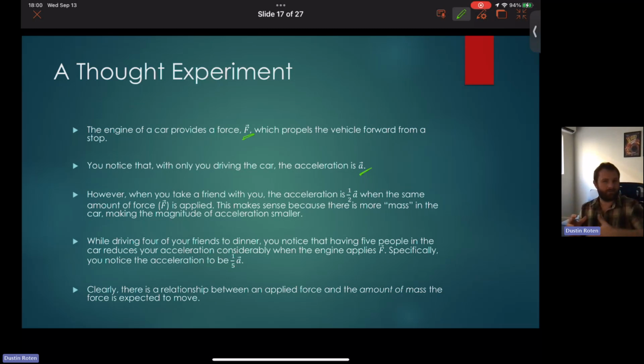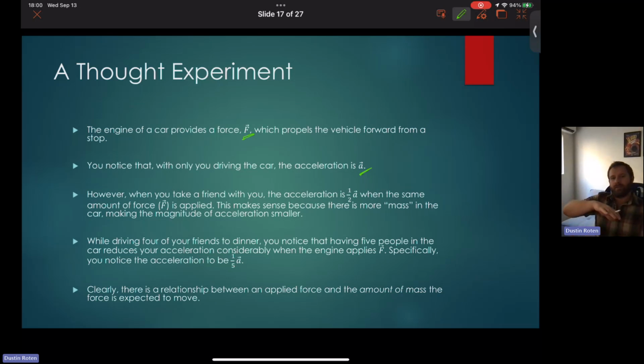Those of you that are driving have probably noticed this when you have more people in your car, which I'm sure you all have rationalized. There's more mass, so the magnitude of the acceleration is going to be smaller. You've got to move more stuff with the same force from the engine. The engine didn't get any bigger. So with the same force of the engine, you're moving more stuff, lower acceleration.